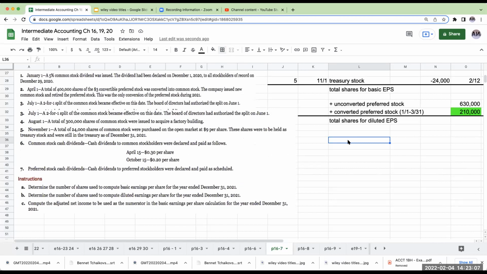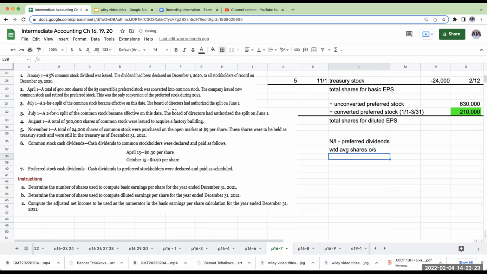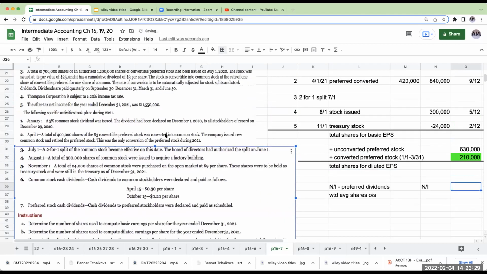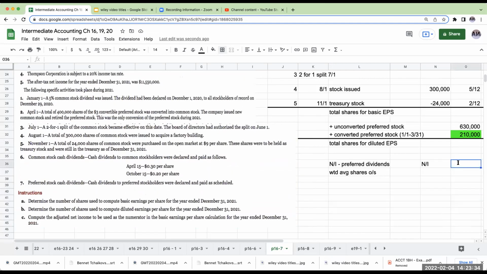Well, if we remember what that looks like, our numerator is going to be our net income minus preferred dividends, divided by my weighted average shares outstanding. Okay, so we know that our net income, it tells us over here in the question, was 11,550,000. So this is my total net income.